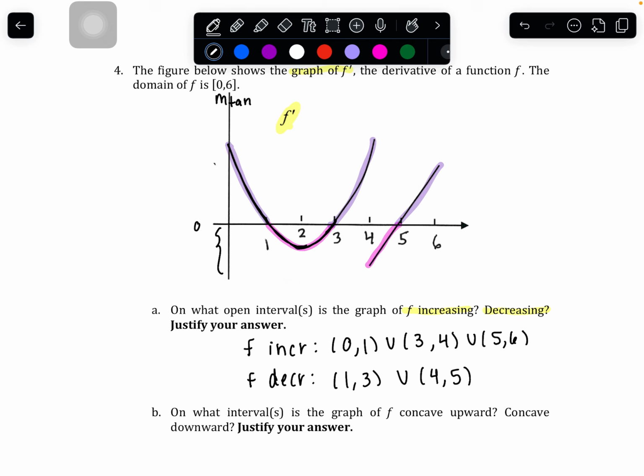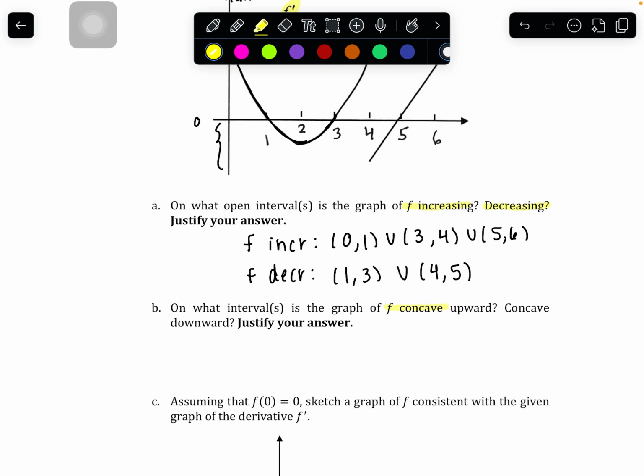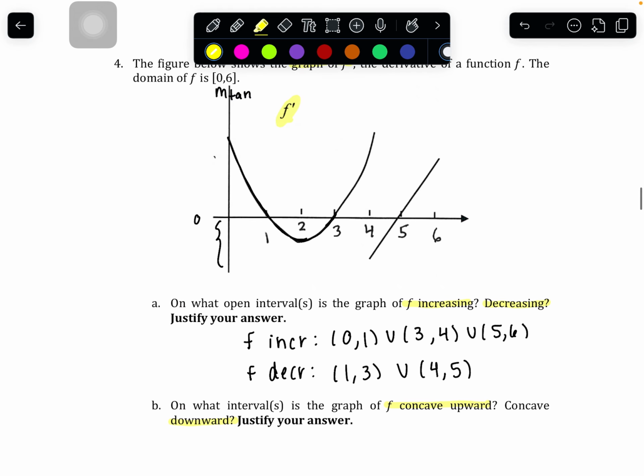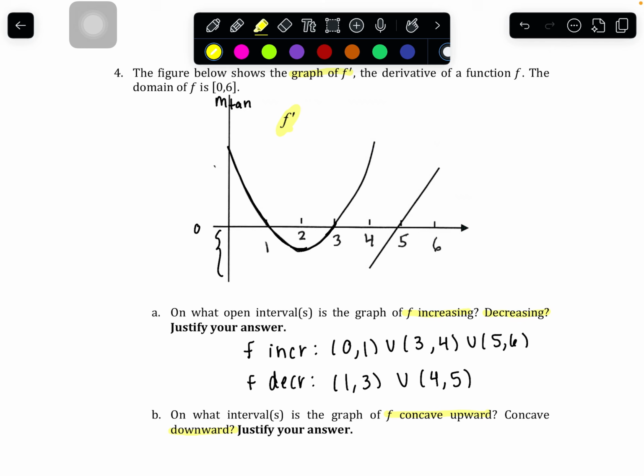Okay? Now, the next question is asking us about concavity. So we need when f is concave up and when f is concave down. That means we care about the slopes of the tangent line of this guy, right? Because the derivative of f prime is f double prime, right? So we should figure out where my lines have positive slopes and where they have negative slopes, right?